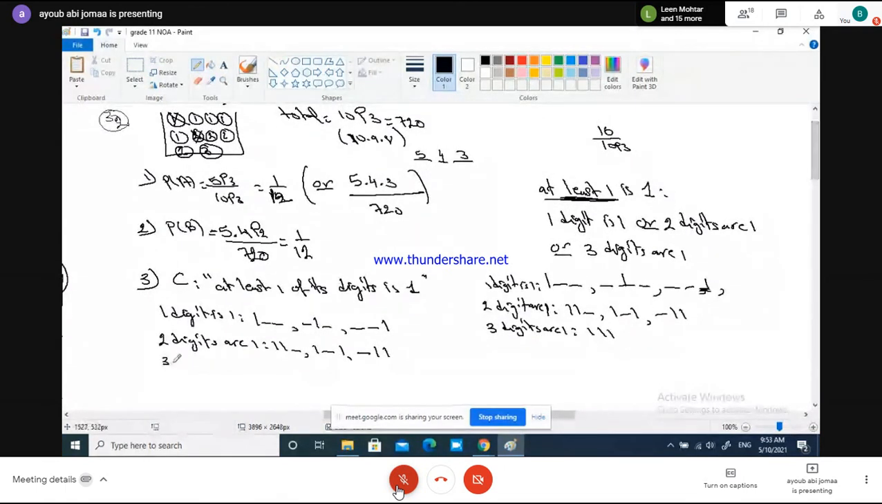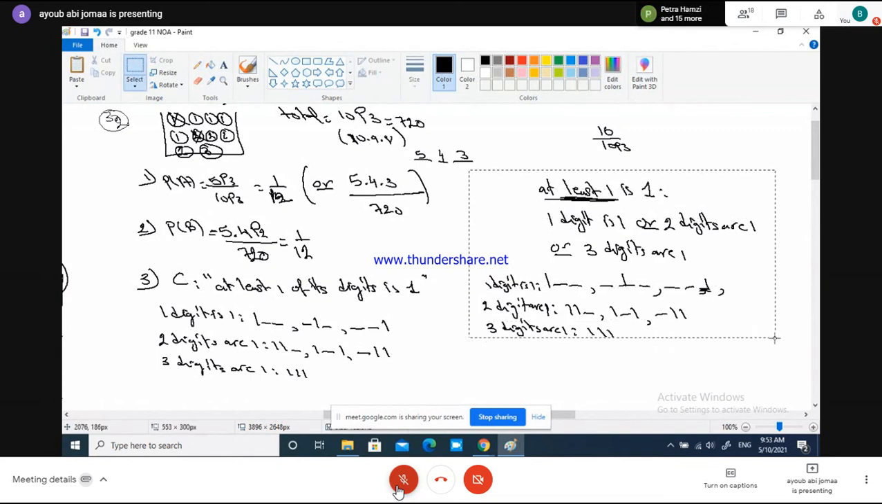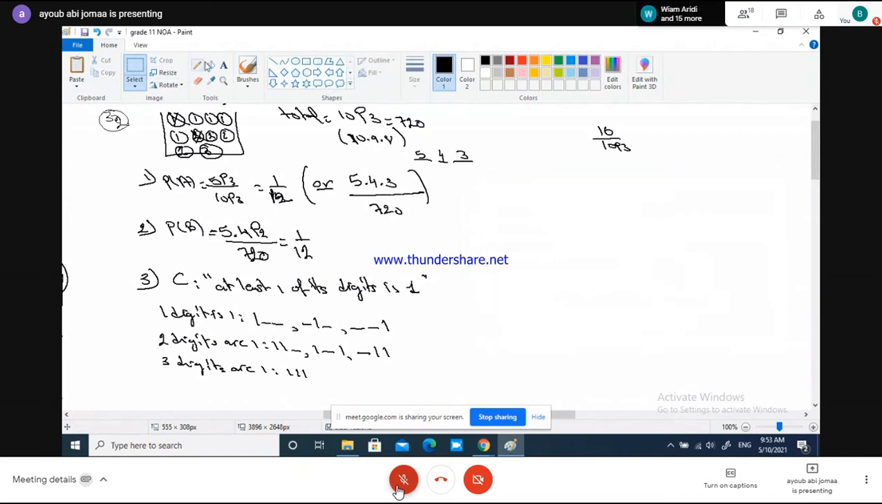The 3 digits are 1, 1, 1. Let's find the number of outcomes for each. Let's find the number of outcomes of each. For the first case, 1 then 2 digits. The first one we have 5 possibilities. It will be one from these 5 marbles. So we have 5 possibilities. Fine. What about the remaining 2?